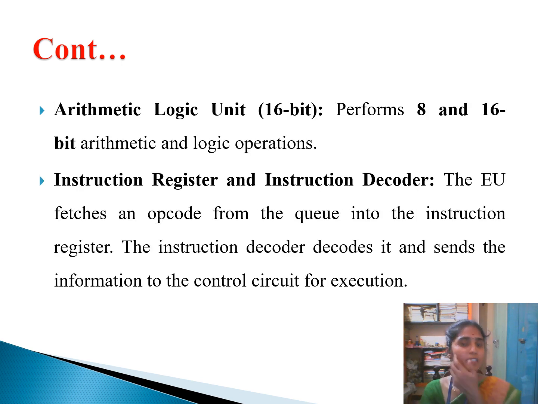Next, arithmetic and logic unit, also a 16-bit unit, performs 8 and 16-bit arithmetic and logic operations. Next, instruction register and instruction decoder. The EU fetches an opcode from the queue into the instruction register. The instruction decoder decodes the instruction and sends the information to the control circuit for execution.